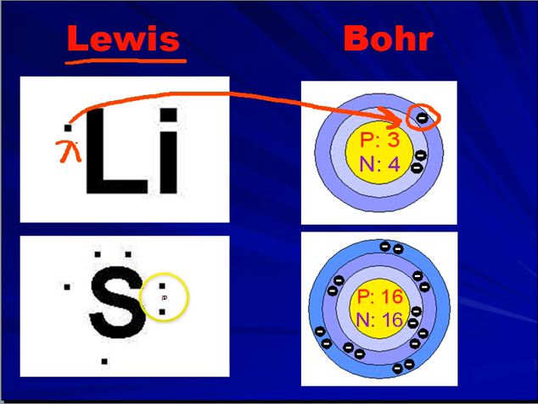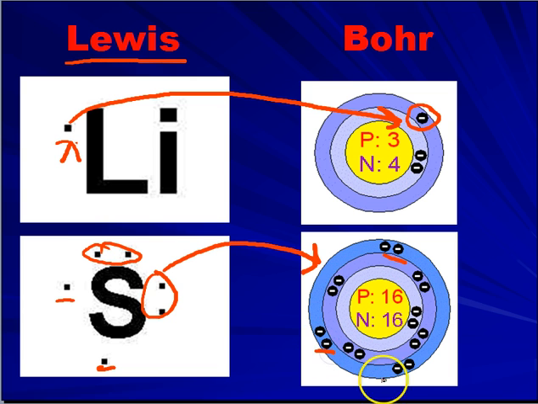Looky here. There's 2 right here, 2 right here, 1, and 1. So how many are there? 6. So if you count the ones in this outer shell, there's only going to be 6. 2, 4, 6.